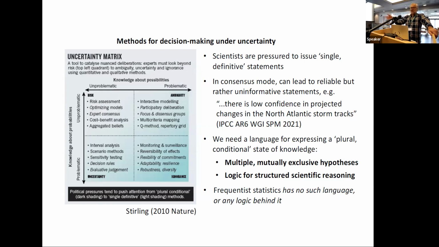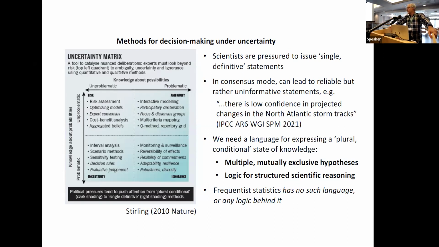They could have done it differently. So I think we need a language for expressing a plural conditional state of knowledge. These are the terms that Stirling used. And I think that's also true on the S2S timescales because the uncertainties get much bigger than what we're used to on the shorter term timescales. Of course, I'm thinking of large scale dynamics. And what that means is multiple mutually exclusive hypotheses and a logic for structured scientific reasoning.